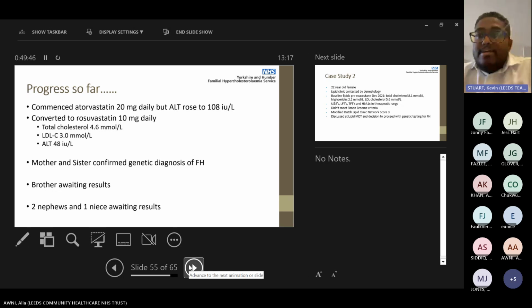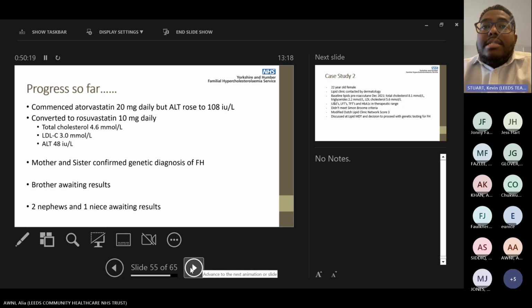Now, what LDL level do we aim for when we're treating patients? So it depends on if they're primary prevention. If they're primary prevention, we're aiming, according to NICE, for a 50% reduction initially, but then according to the European guidelines, a level less than 2.6 millimoles per liter. And then if it's secondary prevention, we're aiming for a level between 1.4 to 1.8 millimoles per liter.